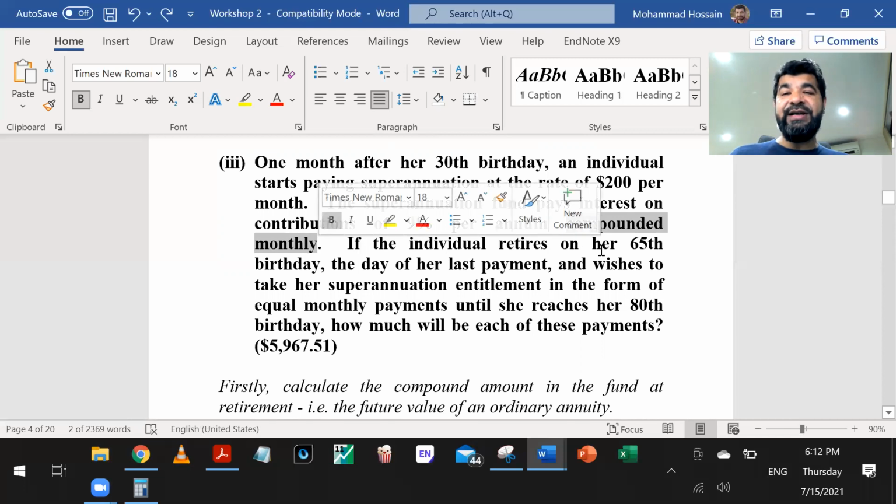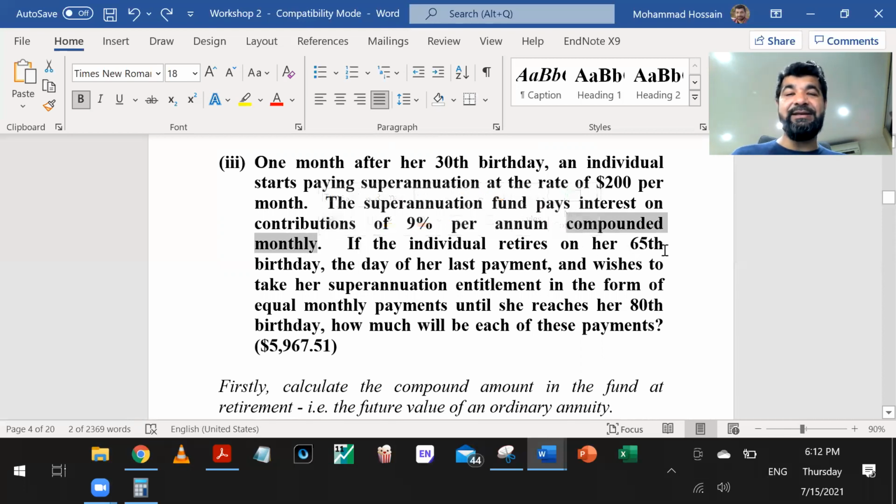If the individual retires on her 65th birthday, the day of her last payment, and wishes to take her superannuation entitlement in the form of equal monthly payments until she reaches her 80th birthday. How much will each of these payments be? Okay, how much will it be?